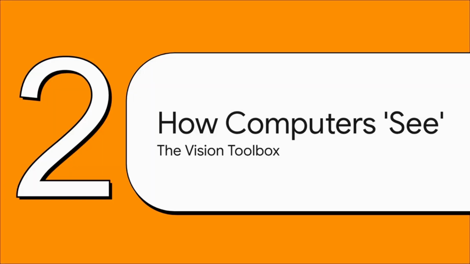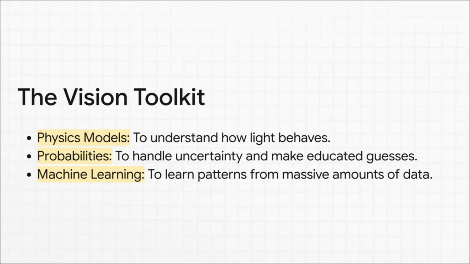So if the problem is that hard, how do we even begin to solve it? Well, brilliant engineers and scientists have come up with a really powerful toolbox of methods to help computers start making educated guesses and piece that puzzle together. First, they use physics models to understand and predict how light and shadows should behave in the real world. Then, they use probabilities and statistics to handle all that uncertainty and make smart, educated guesses. And the real game changer? Machine learning. They train algorithms on millions and millions of images so the machine can learn for itself what the patterns of a cat or a car actually look like.